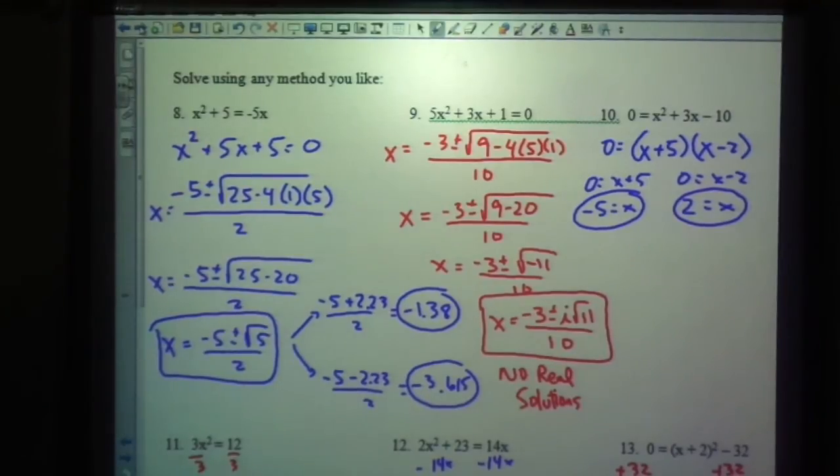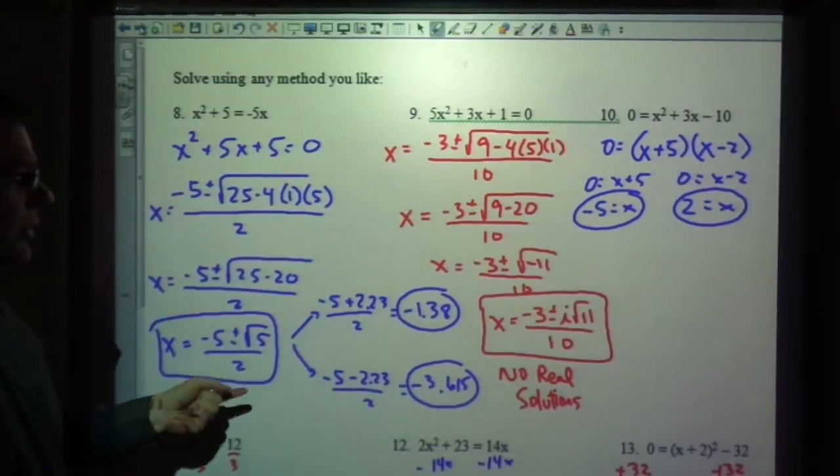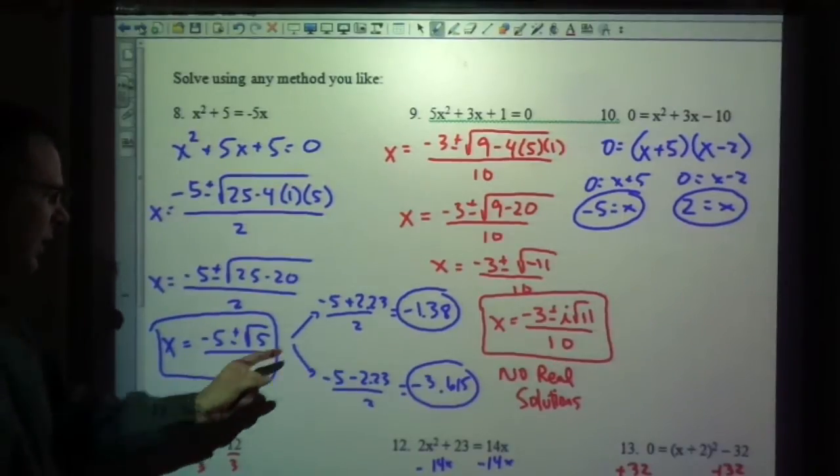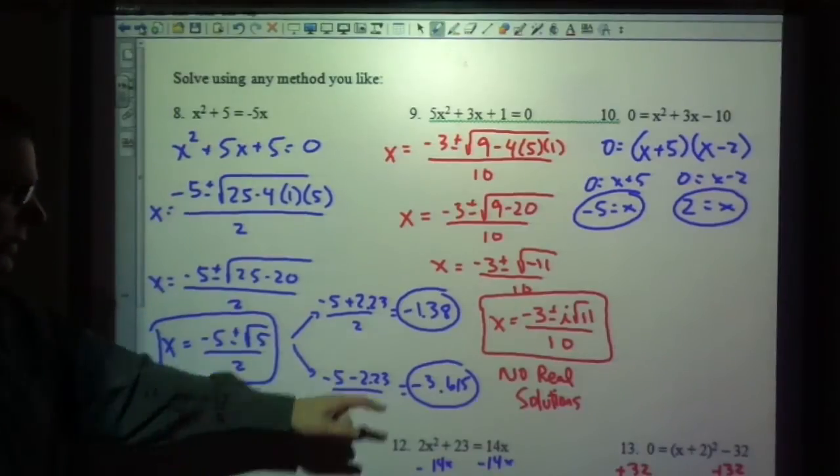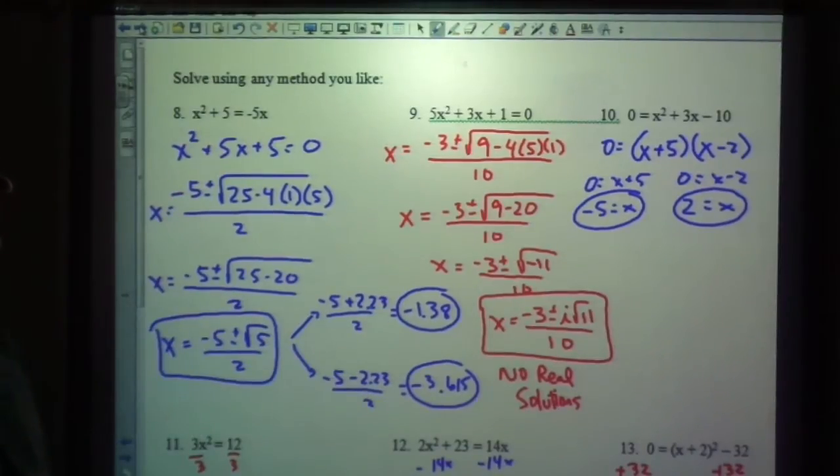Make sure you box in this answer. And then we'll find our decimal equivalents. So negative 5 plus 2.23 over 2, negative 5 minus 2.23 over 2. Here's my two decimal answers.